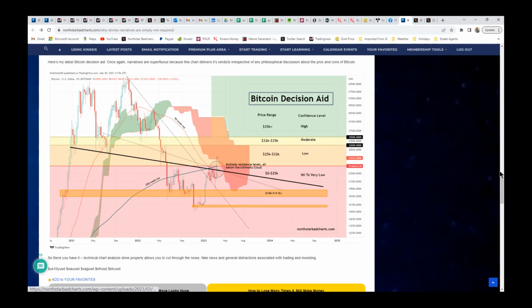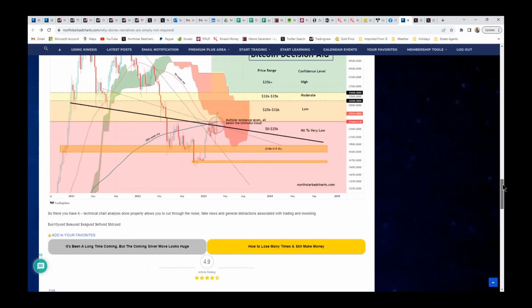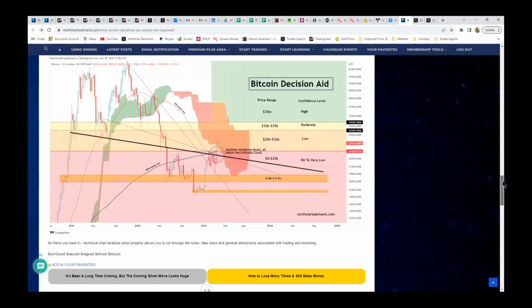That's all they need. And with this Bitcoin decision aid, all you need is a go or a no-go, yes or no. So I've simplified all of the analysis into colors: red, orange, yellow, and green. And it tells you when you can have high confidence that we're in a trending bull market.